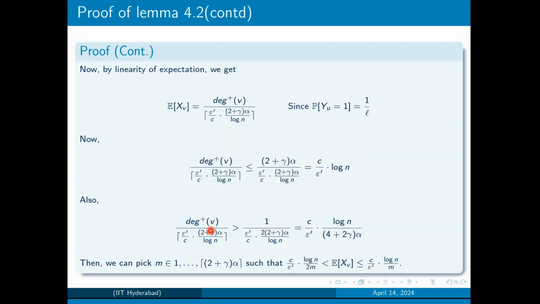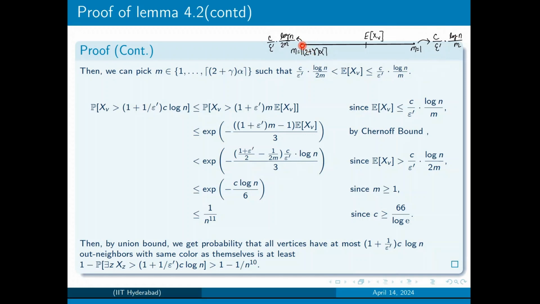And we know that the out degree of v is greater than 1 by 2. So again, E[Xv] can be lower bounded by this quantity. Now, since this is the upper bound and this is the strict lower bound of E[Xv], we can always pick one such m, which belongs to this range. We can see this from this line, where this is the lower bound and this is the upper bound, and let's say this one is the expected value of Xv. So we will always get such an m such that this value is greater than this one and this expected value is less than this one.